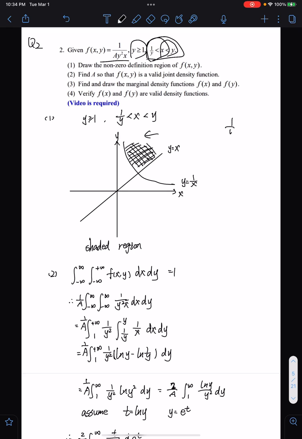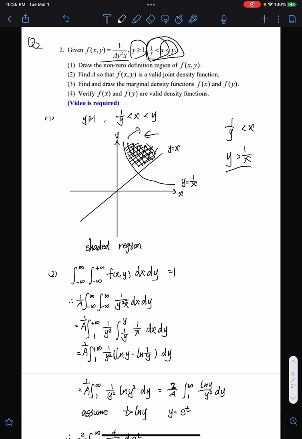and we can do a trick to these functions. We can get y is larger than 1 over x. And first we draw the line of y equals 1 over x, since y is larger than this, and we take the right-hand side of this area. So these two areas will converge at this shaded area, which is also the non-zero definition region of density function fxy.